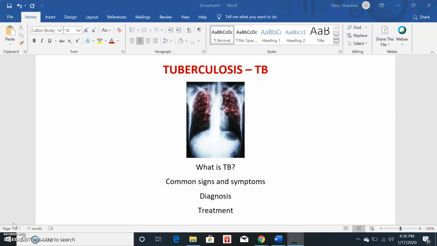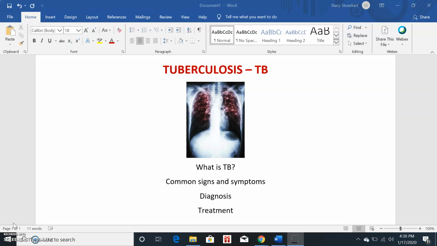TB is highly contagious and is transmitted from person to person by airborne particles called droplet nuclei. These tiny water droplets with the bacteria are released into the air when the infected person coughs, sneezes, laughs, shouts, etc. These tiny droplets stay in the air for several hours. This is only contracted through air when a person inhales the droplet, not by contact of a surface.